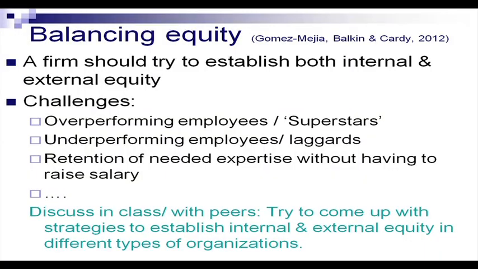The challenges to this are, one, the overperforming employees or superstars, people who do a lot more than they are expected to. The other is underperforming employees or laggards. We have people who just sit there, look busy and take it easy. What do we do with these people? How do we compensate them? How do we deduct their salaries? Do we throw them out? But the larger challenge lies in dealing with your superstars.